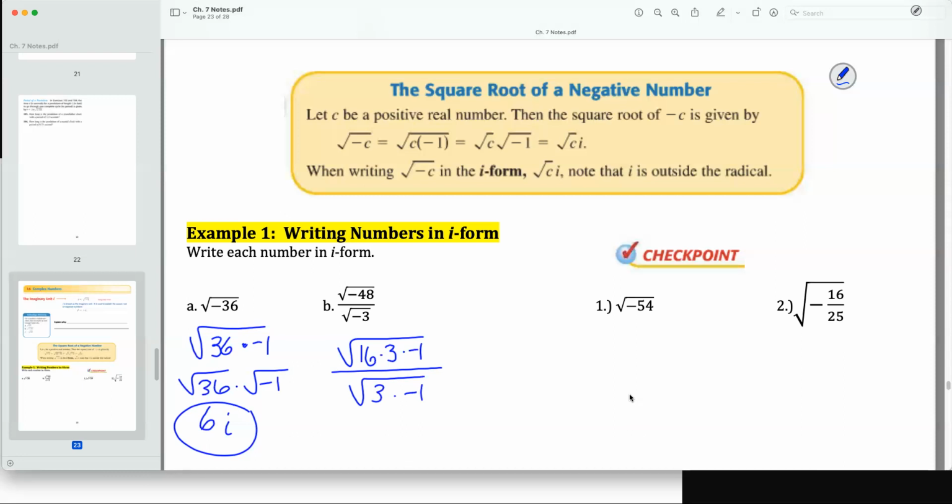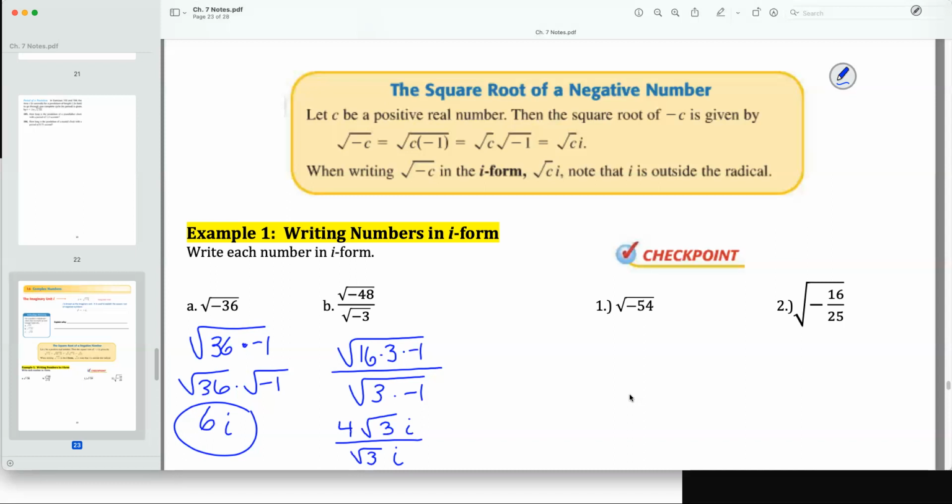You don't have to show the step where you break each one up unless you really want to. If you can see from here, the square root of 16 is going to come outside of the radical and become a 4. The square root of 3 is going to remain the square root of 3. There's nothing I can do with that. And then the square root of -1 really equals i. So the numerator becomes 4 times the square root of 3 times i. And then the denominator, the square root of 3 will remain the square root of 3, and that square root of -1 turns into an i on the outside. And then you simplify this once you have it in imaginary number form.